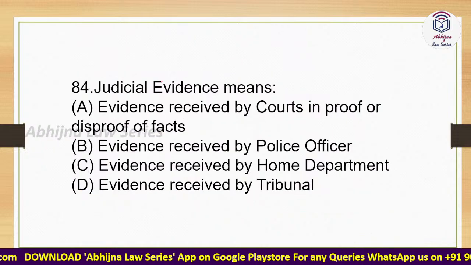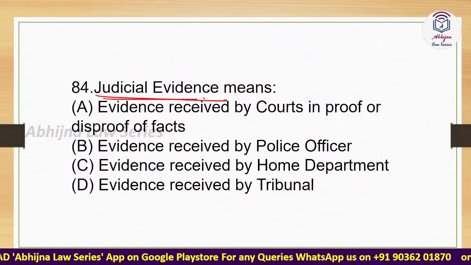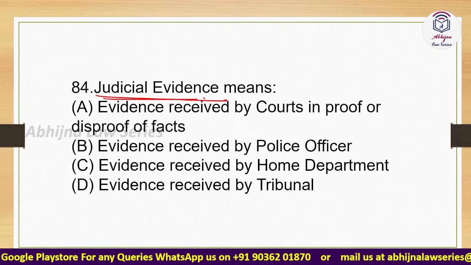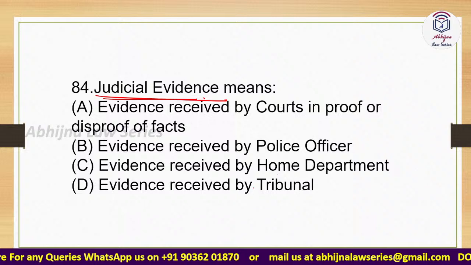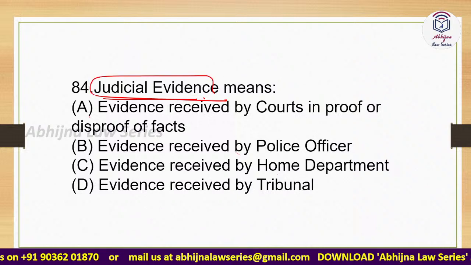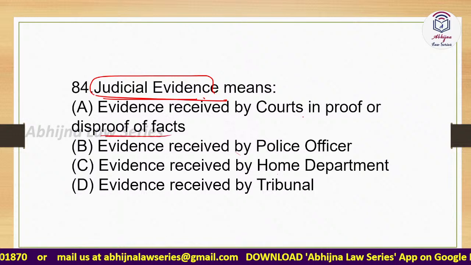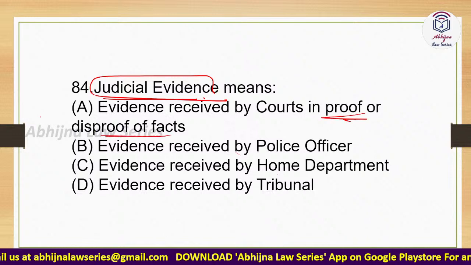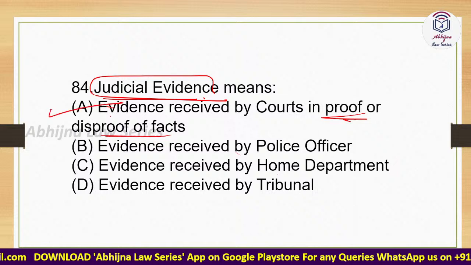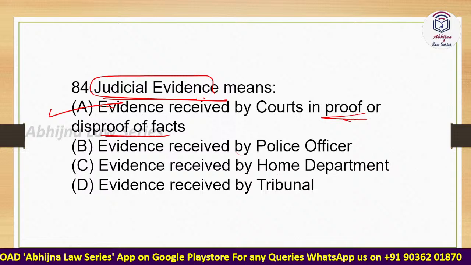Next one, judicial evidence. Judicial evidence means evidence received by courts in proof or disproof of facts, by police officer, by home department or by tribunal. See, judicial evidence always means the evidence in proof or disproof of the facts, right? So A is the answer, in proof or disproof of the facts.